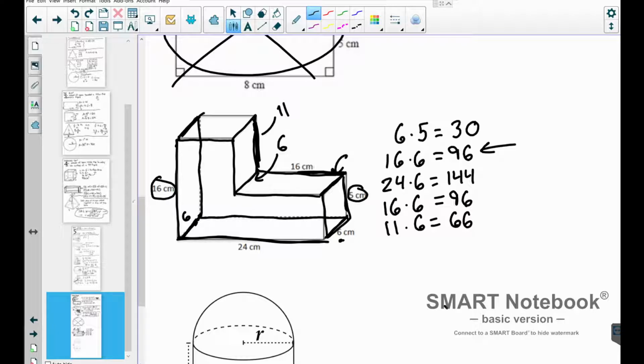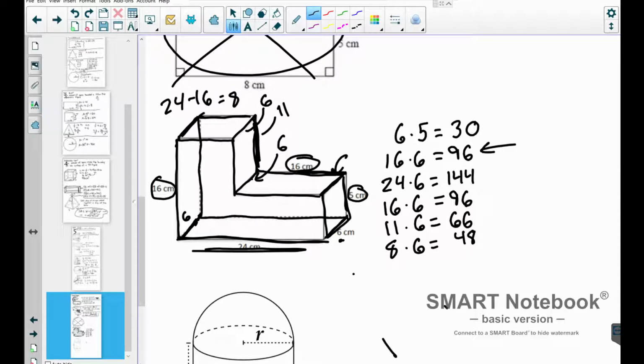Then we have this top portion here. And let's think. Well, this 6, if it's here, it also transfers up here. So that's the same as 6. And then we have this long side of 24, and we know that this side is 16. So in order to get this portion up here, we want to do the 24 minus 16, which would give us 8. So now we have 8 times 6. That would give us 48.